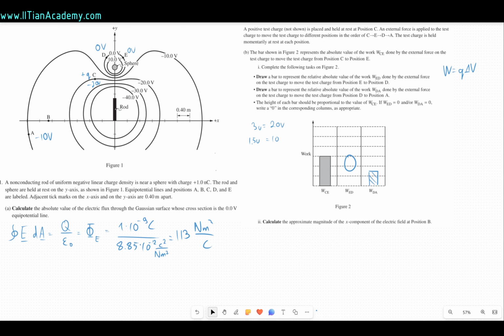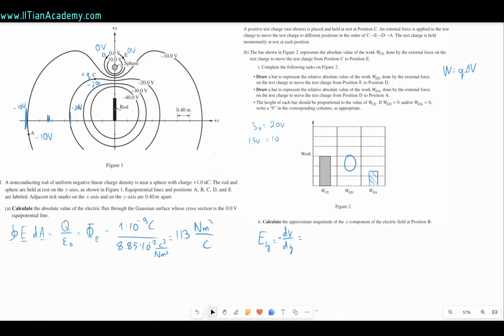And in part 2, we need to calculate the approximate magnitude of the x component of the electric field at point B. So what we can do is approximate this as two plates being over here, this one being at minus 10 volts, this one being at minus 20 volts. And what we know is that the electric field is the potential gradient. So the electric field in the y component will be dV over dy, technically negative.